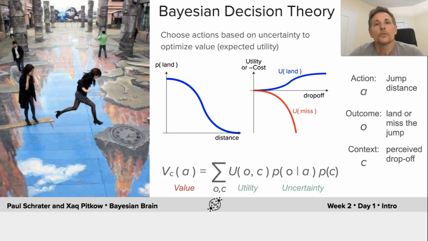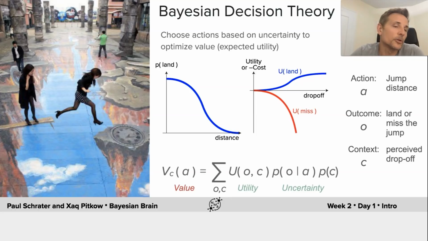the monkey's actions. We pull together value and belief into decision theory. Bayesian decision theory describes a normative framework for how we should make decisions. We should make our decisions and our actions in order to optimize the value, incorporating whatever uncertainty we have about outcomes.